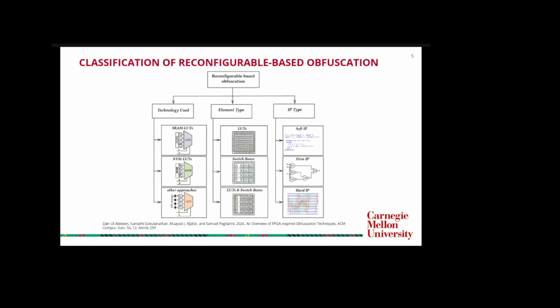On the other hand, we have the IP type. We can use soft IP, where we just get RTL and then do our whole logic synthesis and physical synthesis. Then we have firm IP, where we have a netlist. And then we have hard IP, which is a layout. We have LEF files and Liberty files, and we directly integrate them in the physical synthesis. So these are all different types of reconfigurable-based obfuscation that we can leverage.